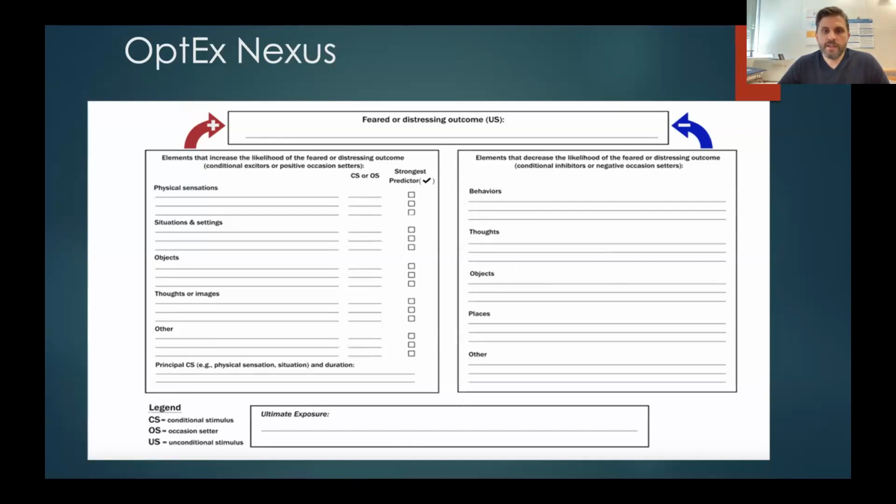And this might not be an exposure we do with somebody, or certainly one they do right away, but it helps us figure out what is the ultimate test of their feared outcome, because that's what our goal is, or it helps us figure out all the different variables we can manipulate to try and test out their fear best. Right. So this is what we use in our research studies and with patients when we're doing exposures.